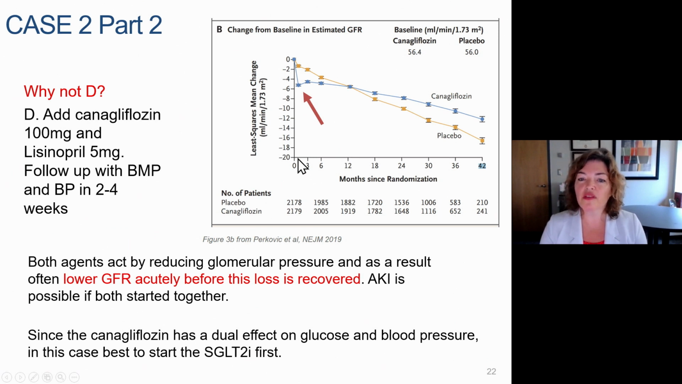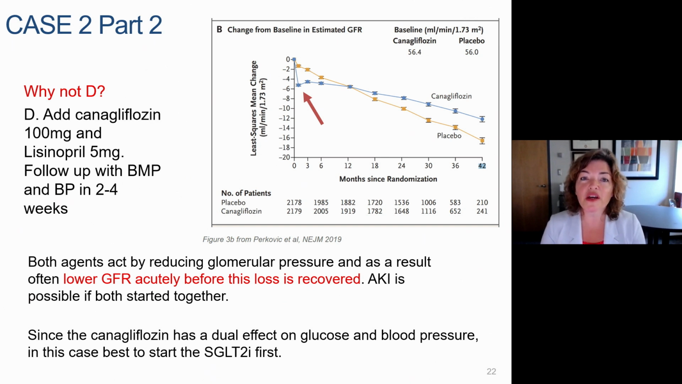This is months, and this is the change in GFR. Everybody's GFR goes down. We know that. That happens with age. The outcome of this trial was that canagliflozin did better than placebo in that regard. But what do you see here? We see this acute drop in GFR. This is actually very similar to what we see with ACE inhibitors.